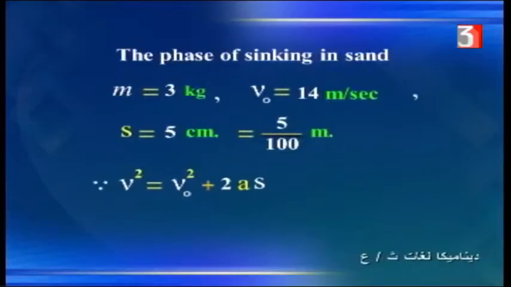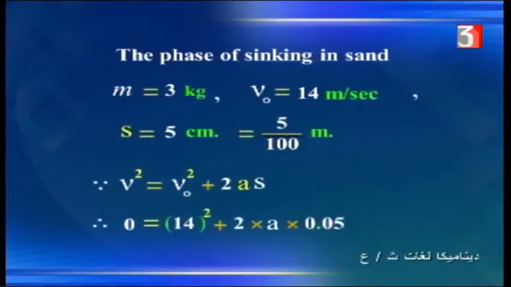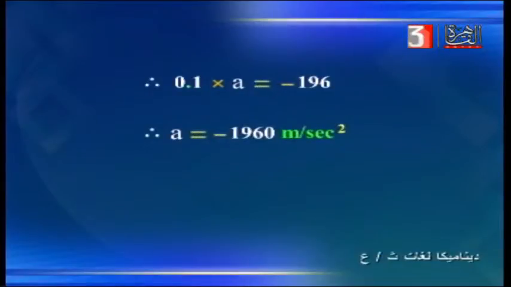Now, V equals 0, then 0 power 2 equals 0 equals V naught squared, which equals 14 power 2, plus 2 times the acceleration A times the displacement S, which is 0.05. Then 0.1 times A equals negative 196. Then the acceleration A equals negative 1960 meter per second squared. Now, this acceleration is the acceleration of the body during its motion within the sand.